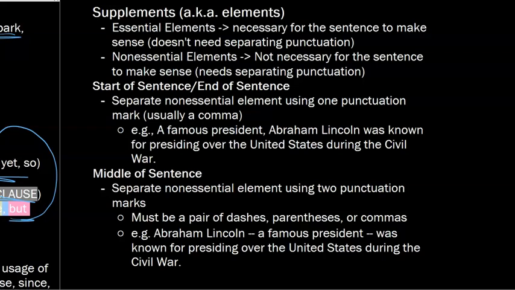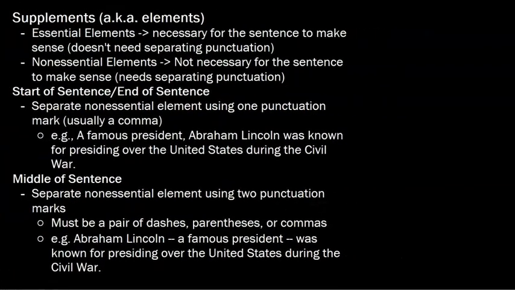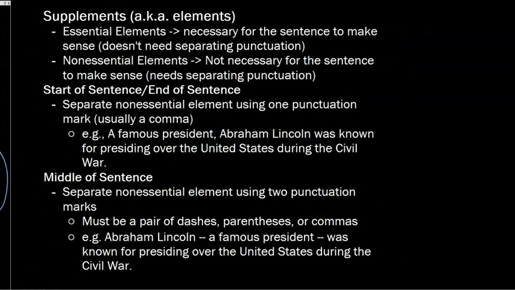Now we have supplements, otherwise known as elements. Essential elements are necessary for the sentence to make sense, and they don't require any separating punctuation. A non-essential element is separated from the rest of the sentence by either a comma or two commas, a pair of dashes, or a pair of parentheses. The sentence still makes sense when a non-essential element is not there. But if a sentence doesn't make sense when something is missing, it means there was an essential element.